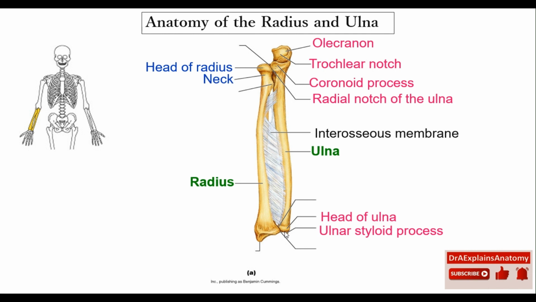This is the neck right here of the radius. This is the radial tuberosity. On the radius, we have the ulnar notch of the radius. So don't confuse the radial notch of the ulna, which is a notch on the ulna for the radius, whereas the ulnar notch of the radius is a notch on the radius for the ulna.